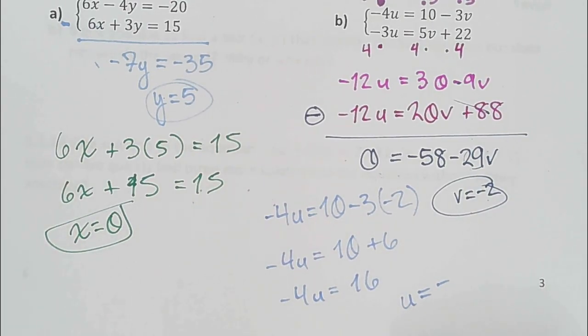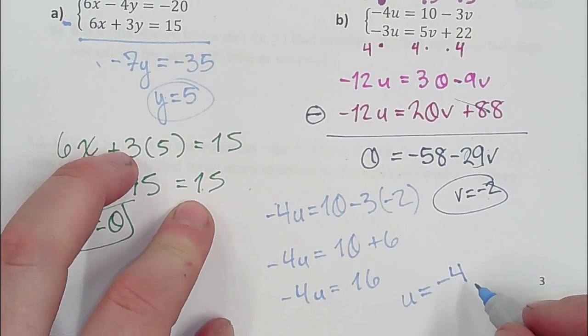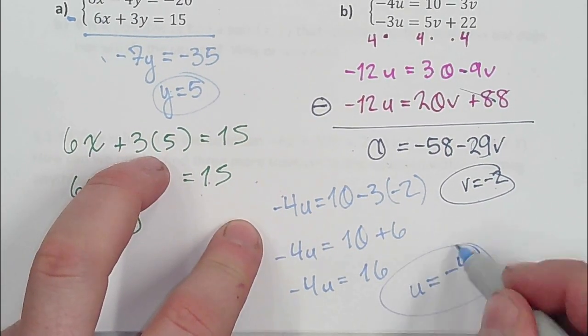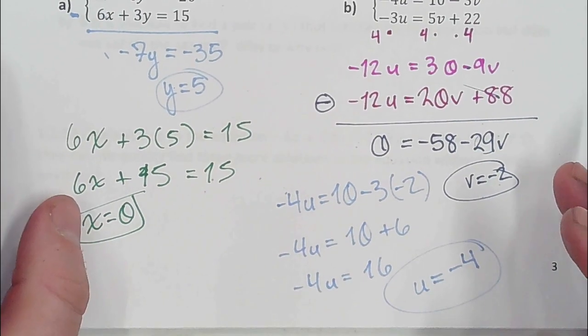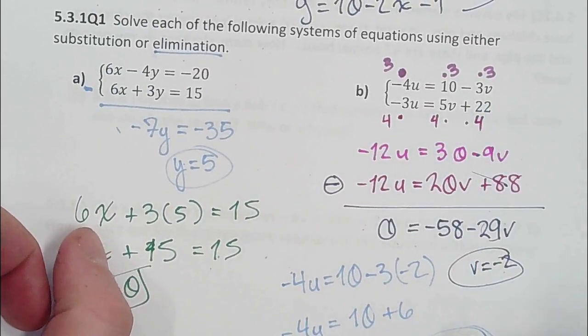And you'll learn later that that's not always the case, but for the most part it is. So what number times 4 gets me 16? 4. So negative 4 times negative 4 will get me 16. So our solution for both equations is negative 2 and negative 4. Negative 2 for v, and negative 4 for u.